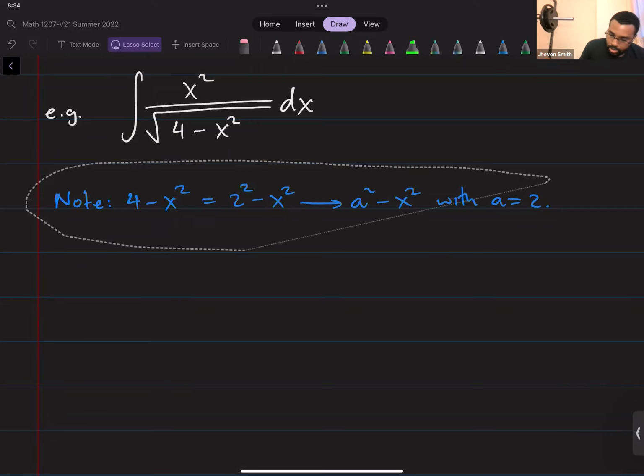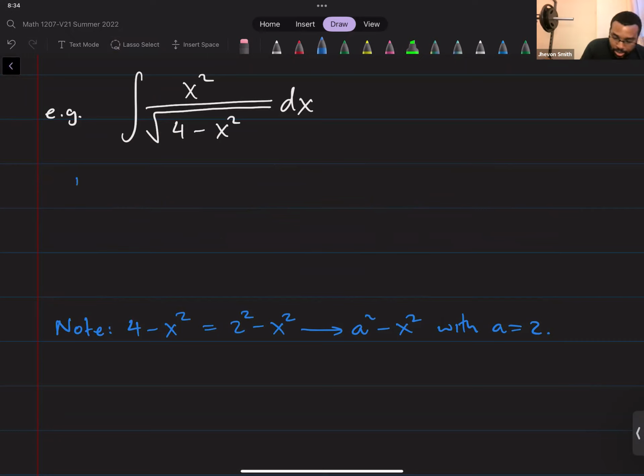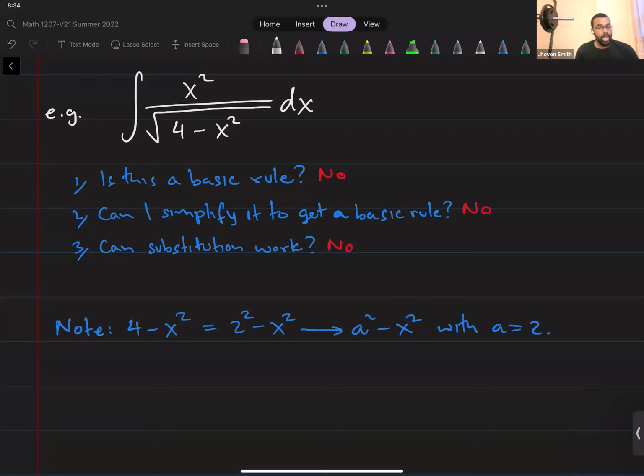This is just for emphasis, but I do want to hit home the things you would think first. One, is this a basic rule? Two, can I simplify it? Three, can substitution work? And the answer to all of these would be no. Now, of course, at this point you have other alternatives, like integration by parts. But in this case, what would your parts be? u equals x squared, dv equals 1 over the radical? Come on, you probably wouldn't think integration by parts for something like this.